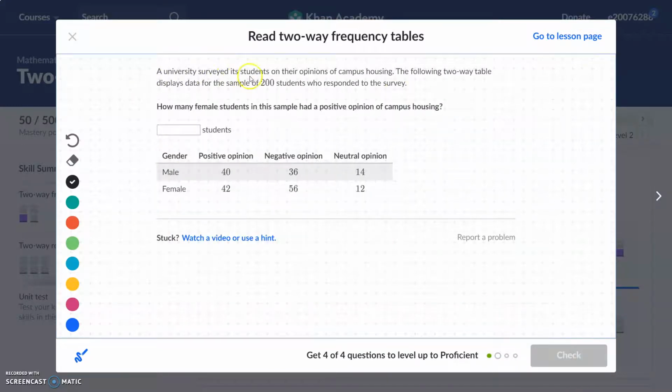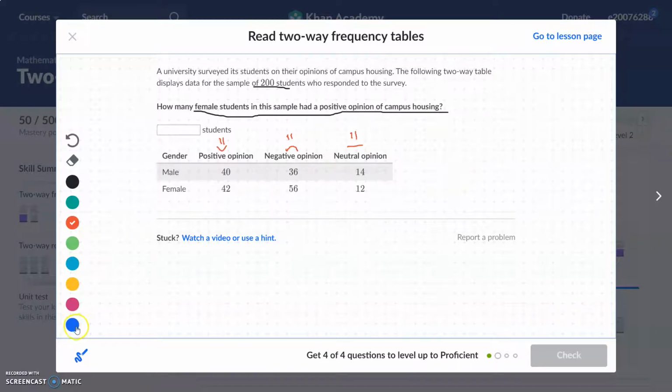Okay, a university surveyed its students and their opinions of campus housing. The following two-way table displays data for 200 students. How many female students in the sample had a positive opinion of campus housing? So we have male and female being our two genders here, and then we had a positive opinion, so that means they were happy. Negative opinion, so they didn't like it. Neutral opinion, no opinion. They're fine with it.